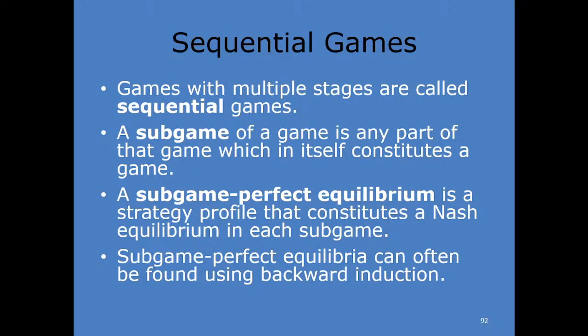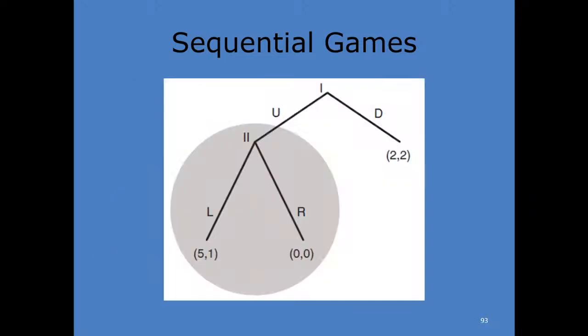Start from the last one, that's backward induction, solve it, and then given that solution to that subgame, you can proceed to the next one. We will see it in practice in a second. The subgame perfect equilibrium is a strategy profile that constitutes a Nash equilibrium in each of the subgames. Subgame perfect equilibria can often be found using backward induction.